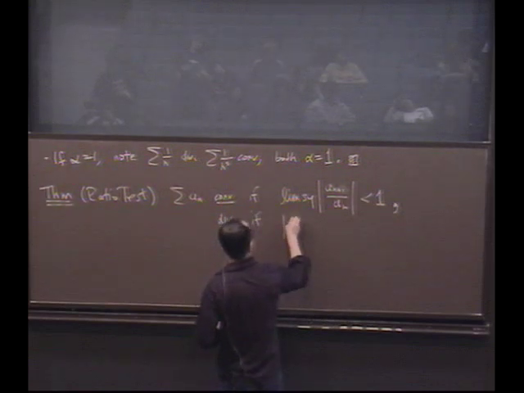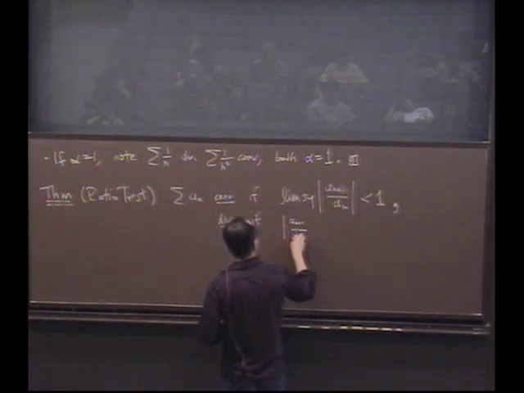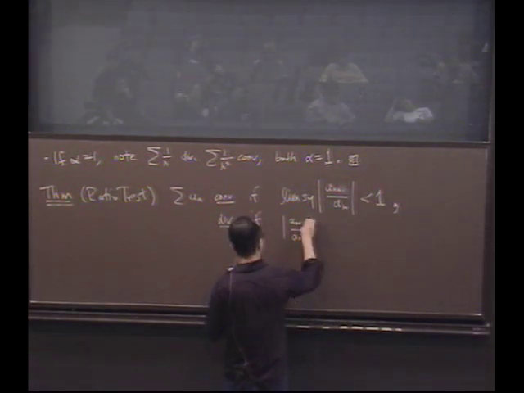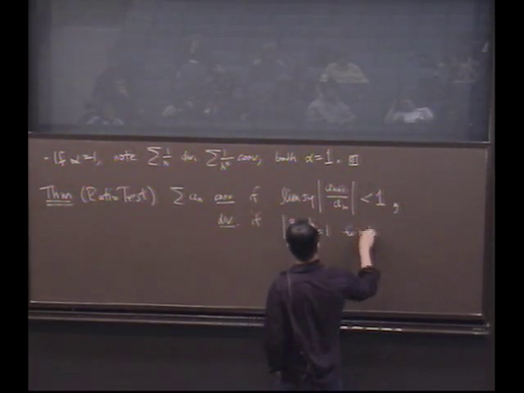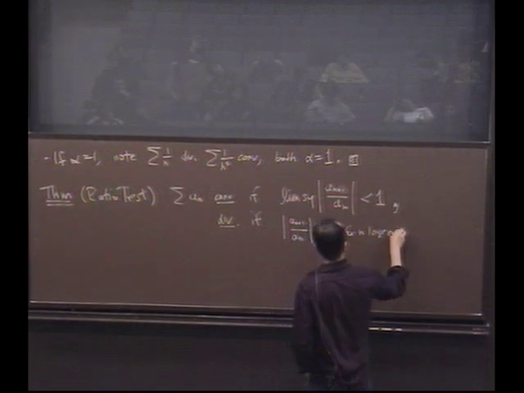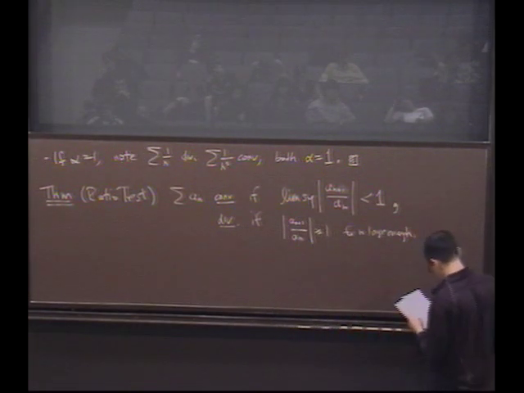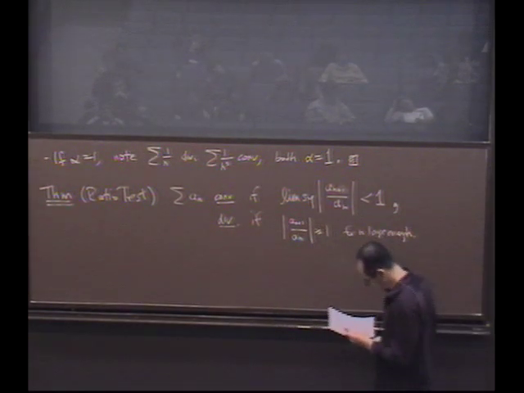Well, I'm going to say it this way. The ratio of a sub n plus 1 over a sub n is bigger than or equal to 1 for n large enough. Okay, for all n bigger than some number.